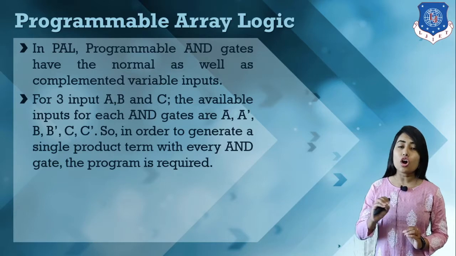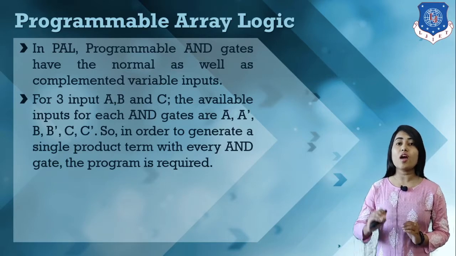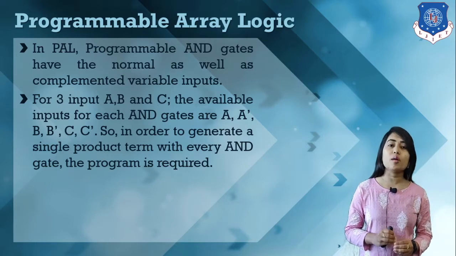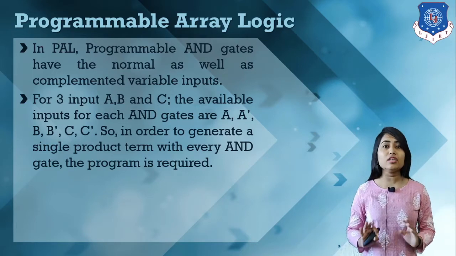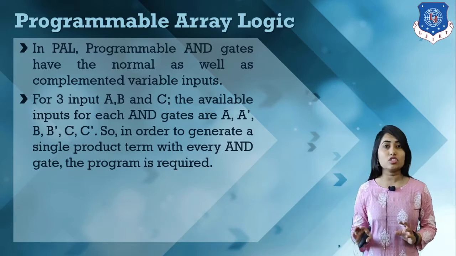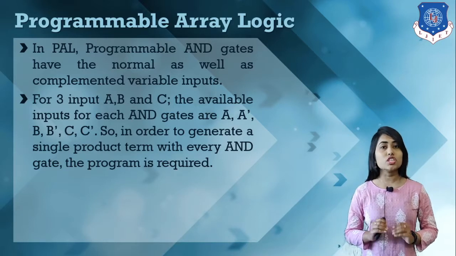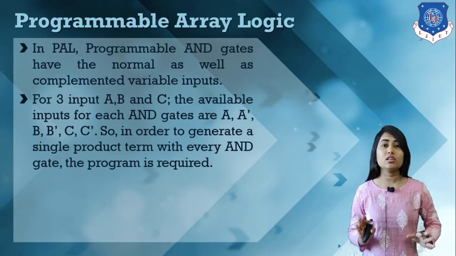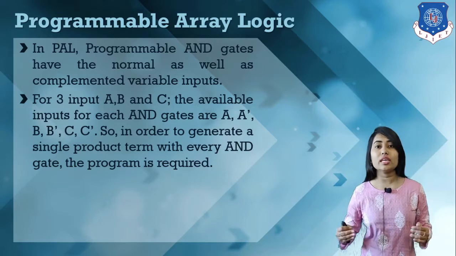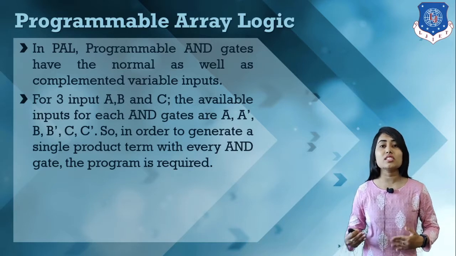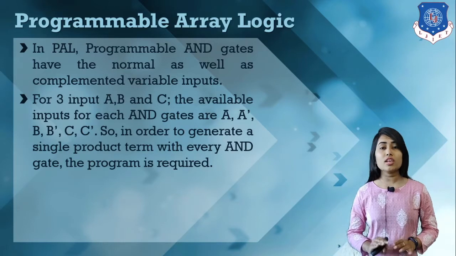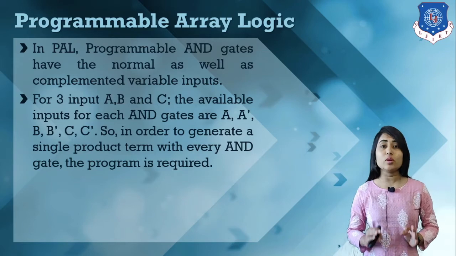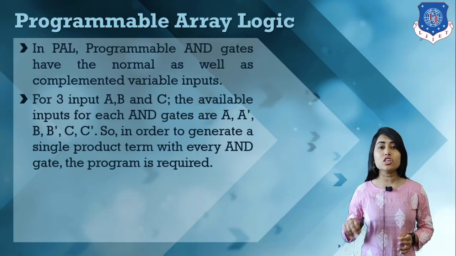All these input variables are present at the input side, and they are connected with AND gates. Each and every combination is connected with AND gates, and depending on our requirements we can connect any of the inputs to our AND gates for this logical function generation. If we have 4 variables, a, b, c, d and a dash, b dash, c dash, d dash, all are present at the input side, and depending on our requirement we can make connections for this logical function.